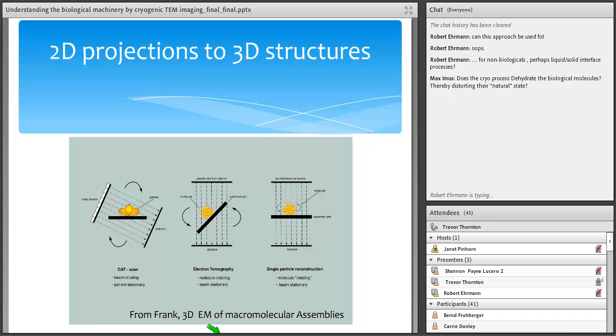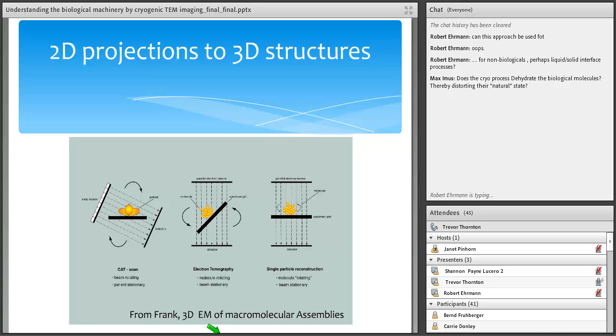So we can only tilt so far, usually plus or minus 70 to 80 degrees. In addition, the path length of the electron beam becomes greater and greater as we tilt, and so the information that we get out of the material begins to get less and less. Now in single particle methods, we actually depend on the molecules themselves to be randomly orientated in the ice. And so we'll get thousands of different views of the molecule as they tumble through the water.